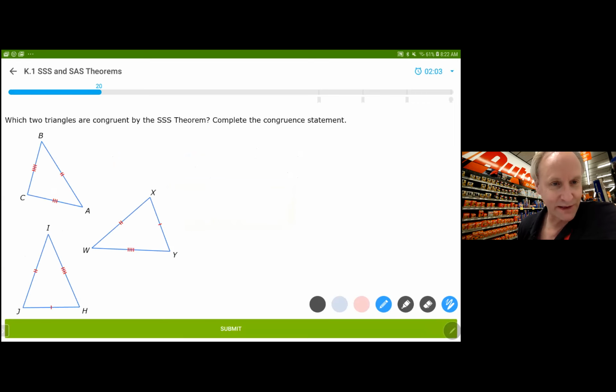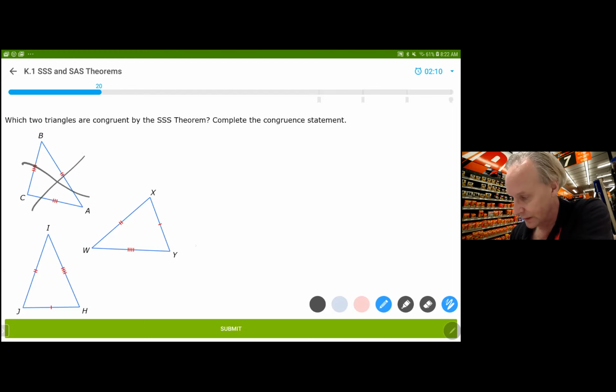Okay, so let's see, what's our next one? Now this one, we have to look and notice that it's not this one, it's these two. And of course, the situation is side, side, side, isn't it? So notice that X is across from the side with 3 marks. In general, I like to use 3 marks to indicate that that's the largest side. It just so happens that X is also the largest angle, which is very helpful. That means that J is also the largest angle over here. So X goes with J.